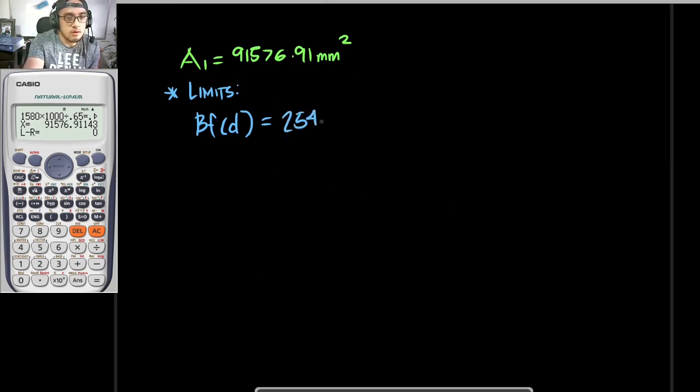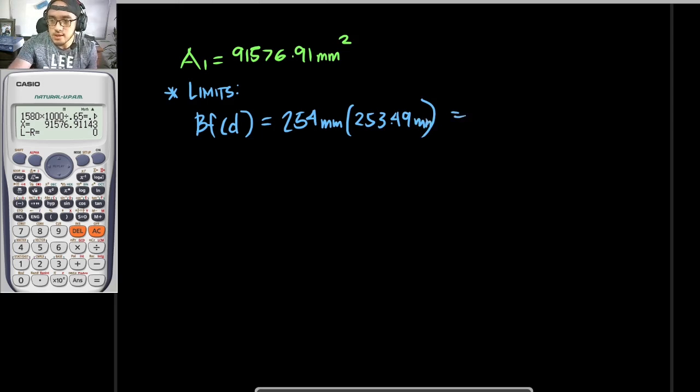254 millimeters times 253.49 millimeters. So, if we are to solve for this, wait, let me get my calculator for a moment. 254 times 253.49. So, this is to be 64,386.